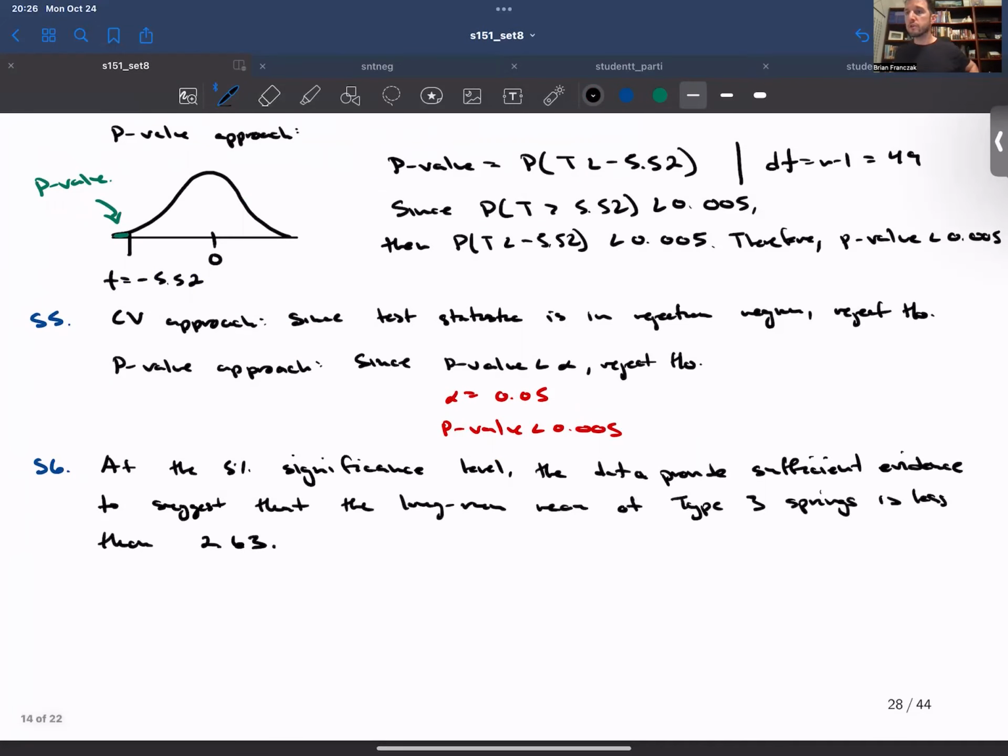Again, with the conclusion, I'm simply stating what the test has revealed. In this case, at the level we tested, which is the 5% level, the data gave evidence to reject the null. So this is giving evidence in favor of the alternative. I'm simply stating that there is evidence that the alternative is true, but I'm phrasing the alternative in the context of the problem. And the alternative is that mu is less than 2.63.